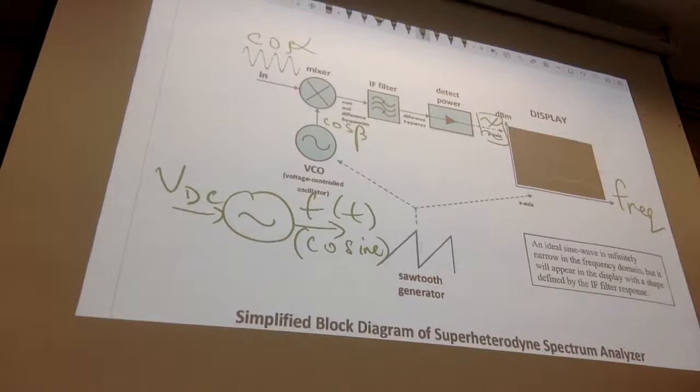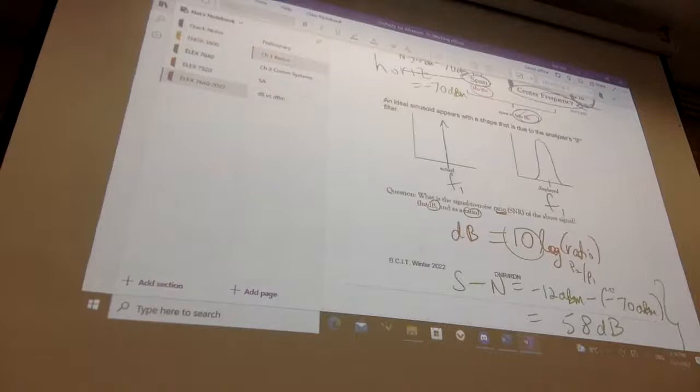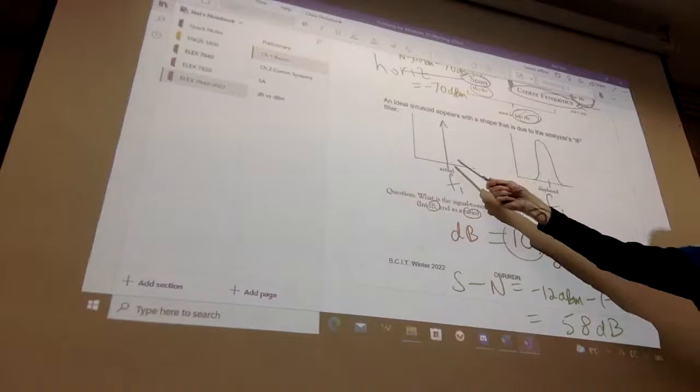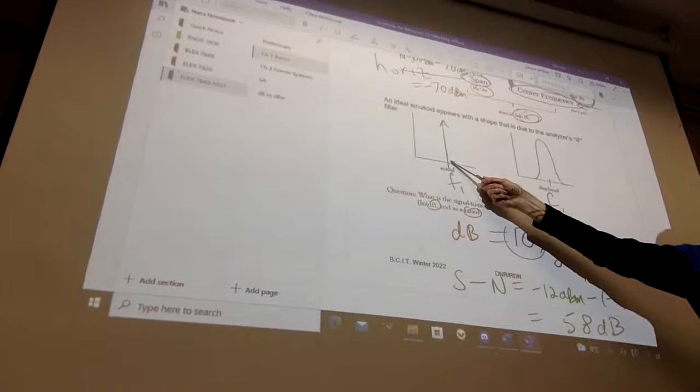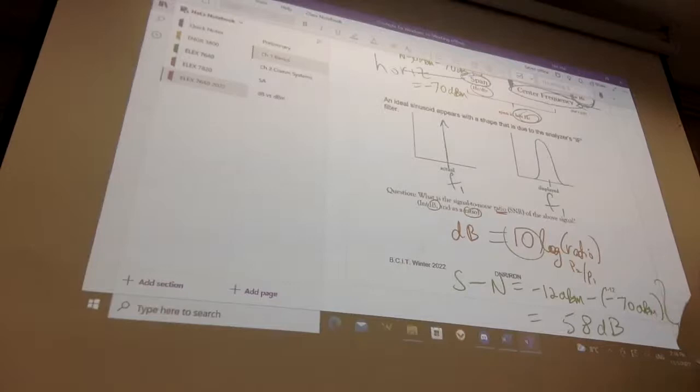Remember I drew a picture? Oh, right here. If you have an ideal sine wave going into your spectrum analyzer, ideally it would be an infinitely narrow spike that you'd see in the display. But you don't. You see some width to it. That is the IF, the intermediate frequency filter, the bandpass filter.